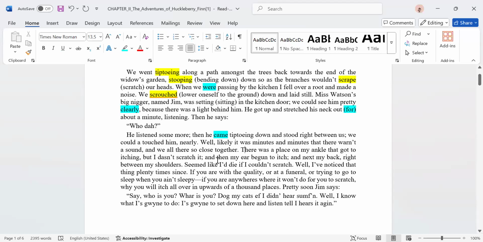"Well, likely it was minutes and minutes that there weren't a sound, and we all there so close together." So "well" is an interjection. For example, in this kind of writing, people say "alas", "well", something like that. So it's an interjection.